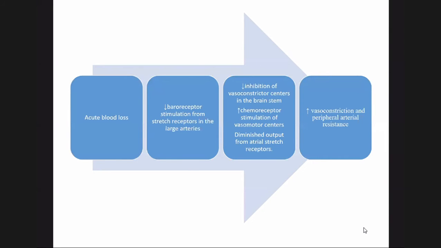So acute blood loss results in reflexive decreased baroreceptor stimulation from stretched receptors in large arteries, then resulting in decreased inhibition of vasoconstrictor centers of the brainstem, then increased chemoreceptor stimulation of vasomotor centers, and then diminished output from atrial stretch receptors. So this results in increased vasoconstriction and peripheral arterial resistance.